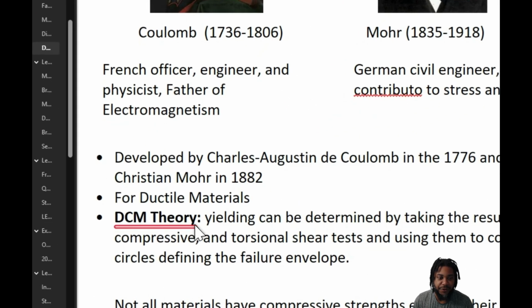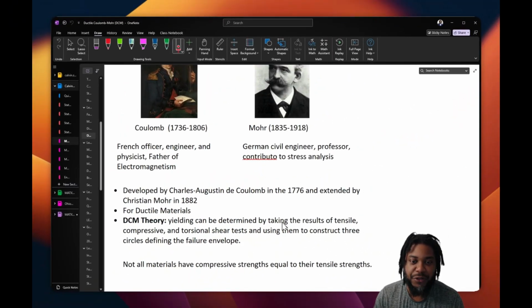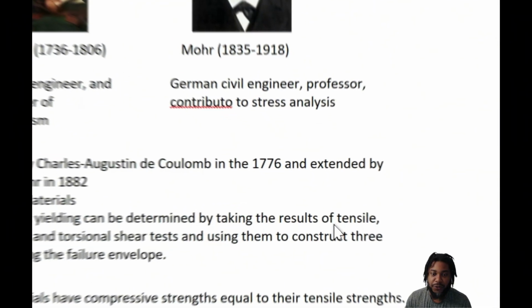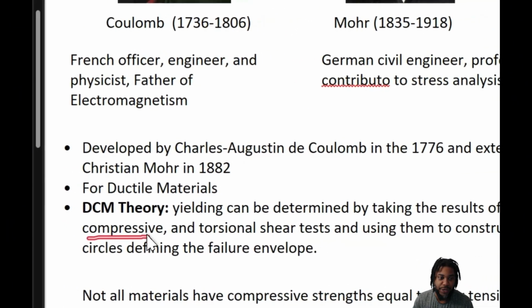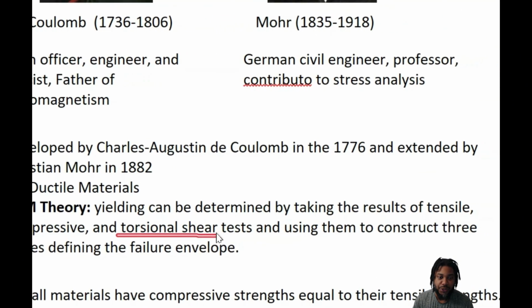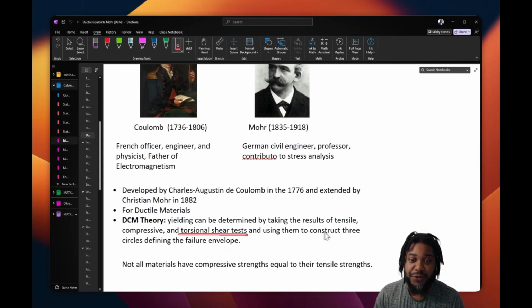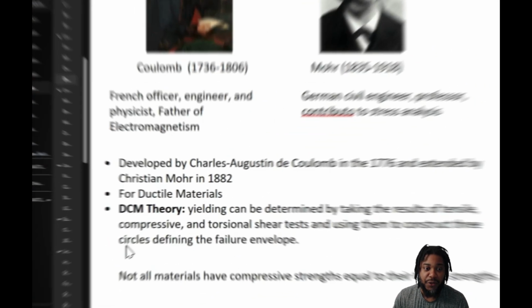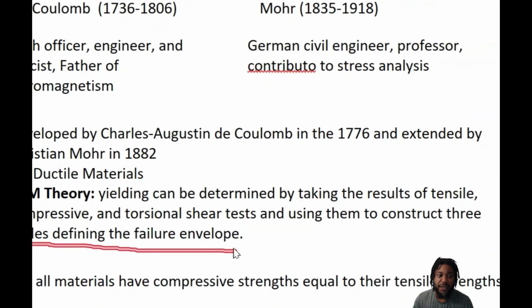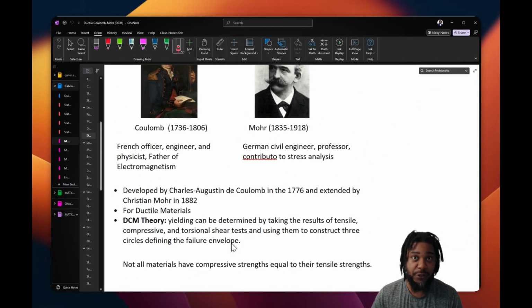The heart of this theory is that yielding can be determined by taking the results of a tension, compression, and torsional shear stress test and using them to construct three Mohr circles that define the failure envelope of a particular material. So the idea is to do a tension test, compression test, and shear stress test and combine them to figure out how a material responds to a complex state of stress.